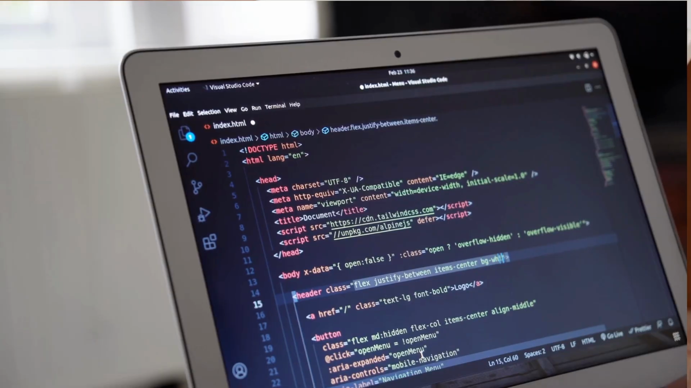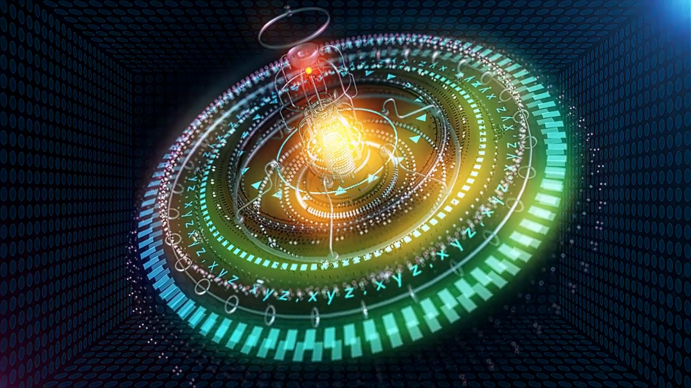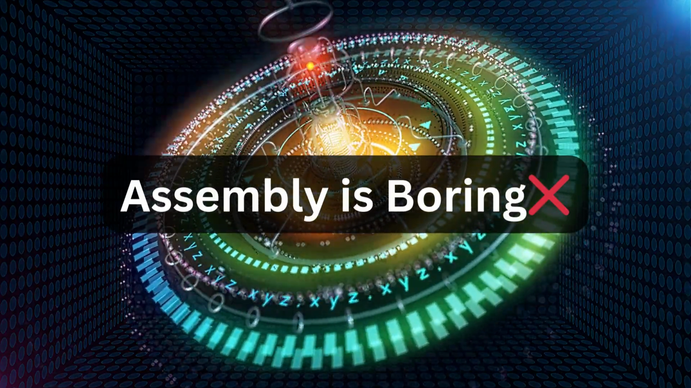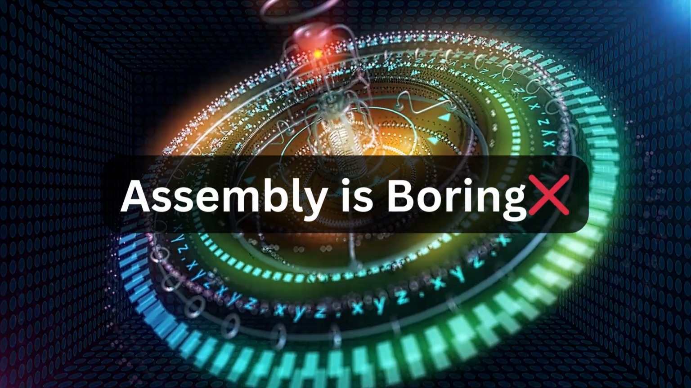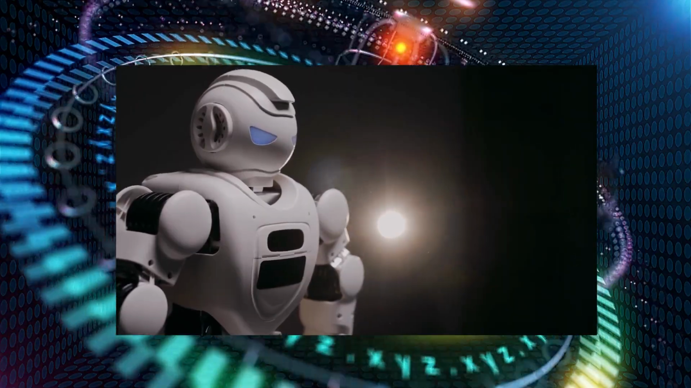Let's be honest. Most of us find assembly language boring, frustrating, scary, as we have to write so many codes, so many numbers. Right, but wait, assembly is not boring. It's the mother tongue of computers. And if you know it, you understand how your laptop, phone, even AI really works.